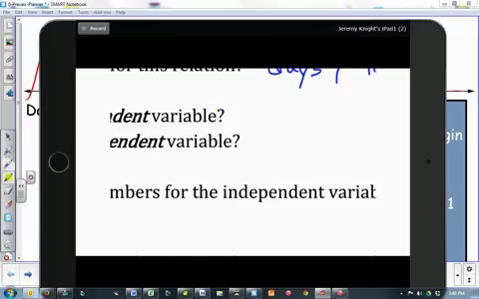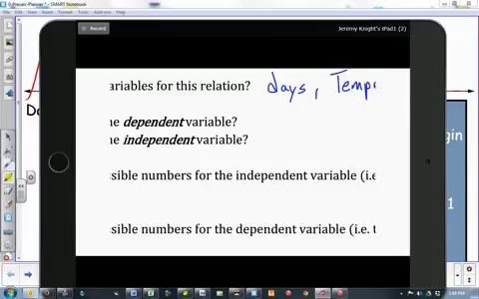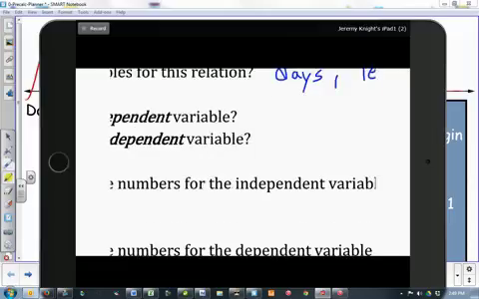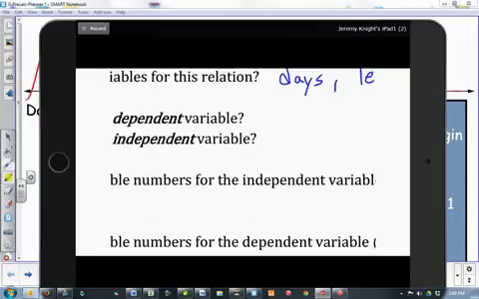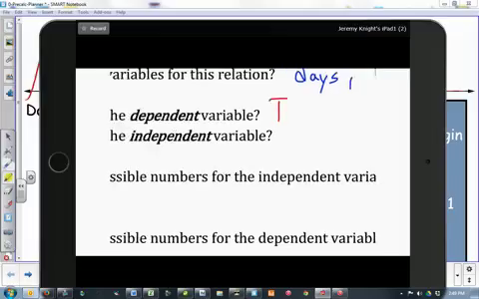Now, it may not be a perfect predictive function. If you can come up with an equation that predicts the temperature, you're going to be pretty darn rich. But it's a little more difficult than that. So the dependent variable is the temperature. It depends on the day. The independent variable is the days.